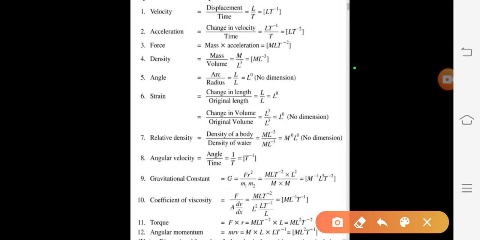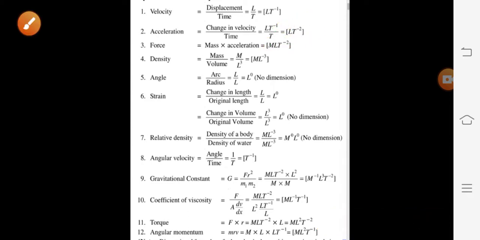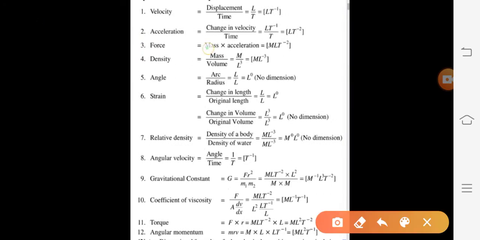So the acceleration is change in velocity upon time. What is the dimension of change in velocity? LT minus 1. And t is a time, so that is LT minus 2. On the other hand, what is force? Force is actually mass into acceleration. So mass is M, LT minus 2 is acceleration. Density is mass upon volume, M upon L cube, the dimension of volume, so it is ML minus 3.